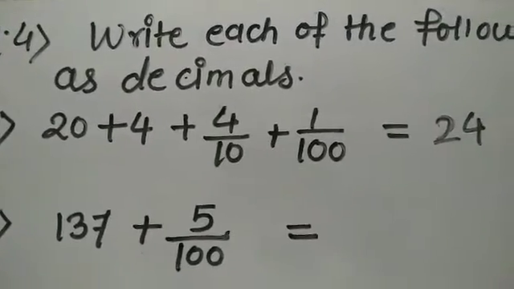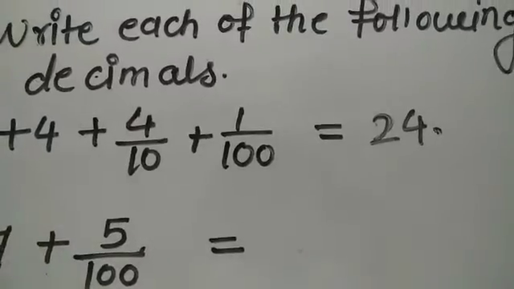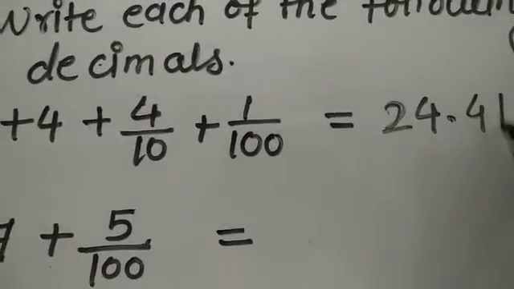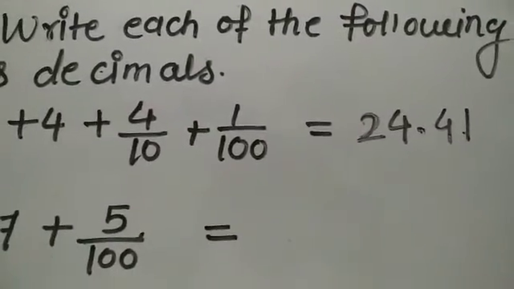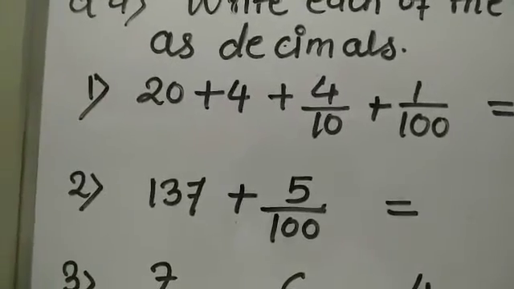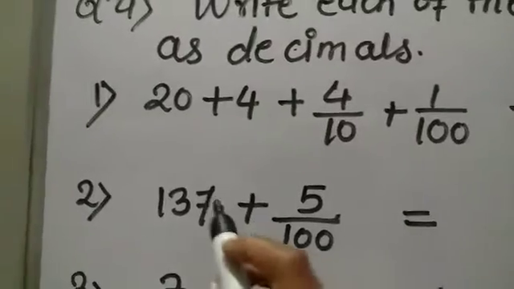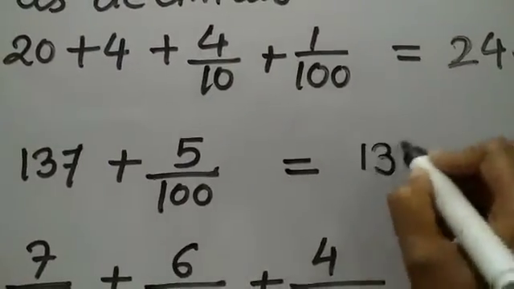So where will they come? After the decimal point. So here I am going to put the decimal point after 24 and then I write 4 1. 4/10th, 100th. So the number is 24.41. Now come to the next. 137 plus 5/100th. Again 137 is the whole number. So first we write 137.